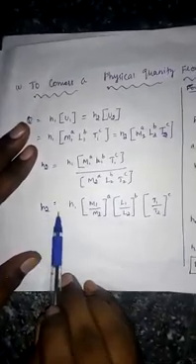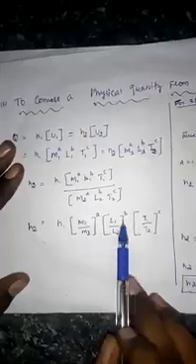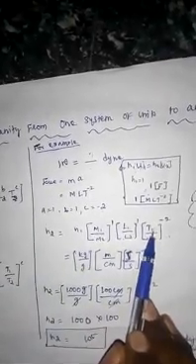Our aim is to find N2. The formula is N2 equal to N1, M1 divided by M2 power a, L1 divided by L2 power b, T1 divided by T2 power c. Applying these values in this equation, the equation becomes like this. Here M1, L1, T1 are the SI system, and M2, L2, T2 are the CGS system.